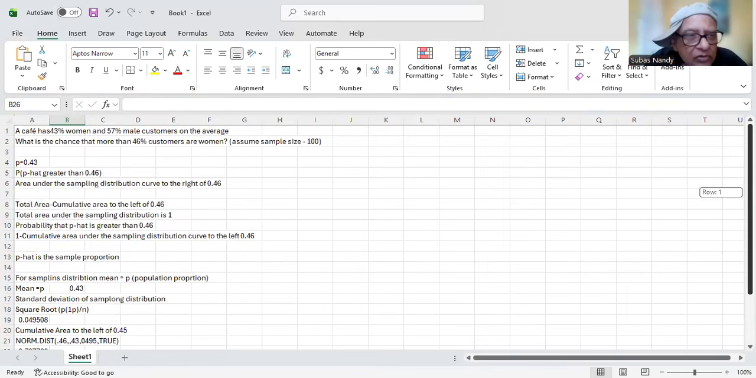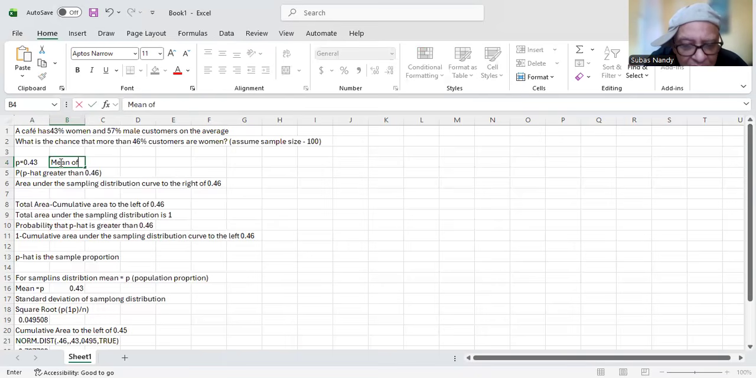So let me quickly walk you through. What they have given is we have a cafe that has 43% women and 57% male customers on the average. What is the chance that more than 46% of the customers are women? Assume sample size n is 100. So first we have to realize that for the sampling distribution, the mean is the population proportion. This is P equal to 0.43, the mean of the sampling distribution of P hat.